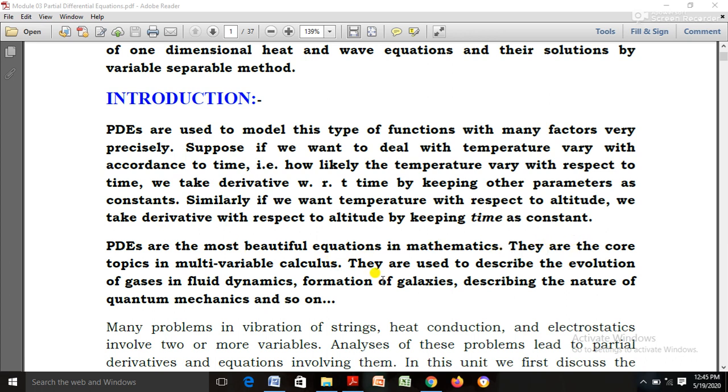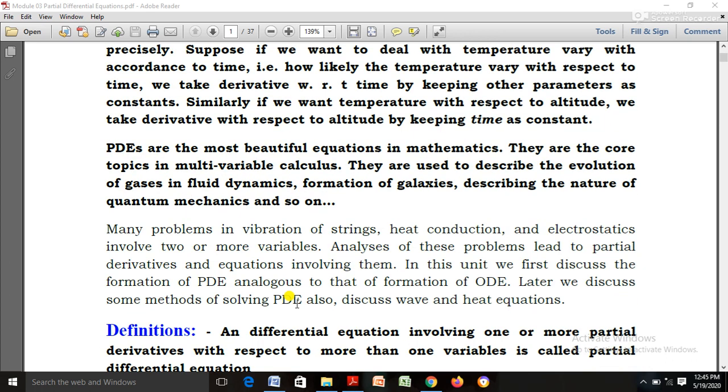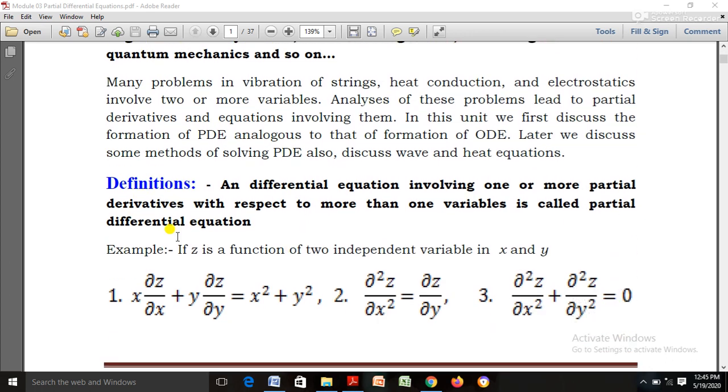Partial differential equations are among the most beautiful equations in mathematics. They are the core topic in multivariable calculus. They are used to describe the evolution of gases in fluid dynamics, formation of glaciers, the nature of quantum mechanics, and so on.